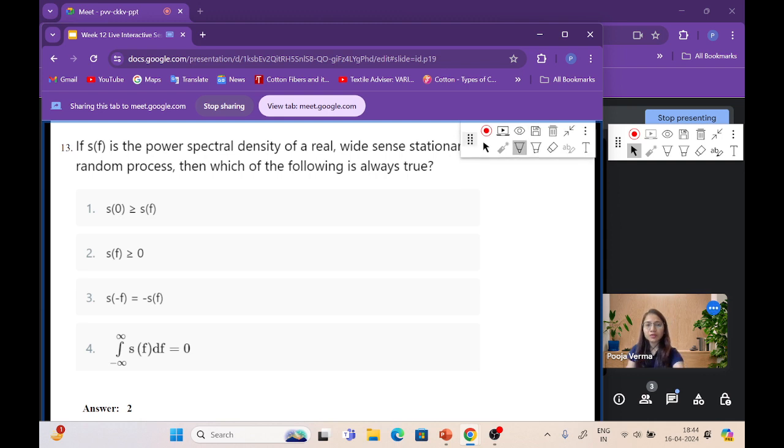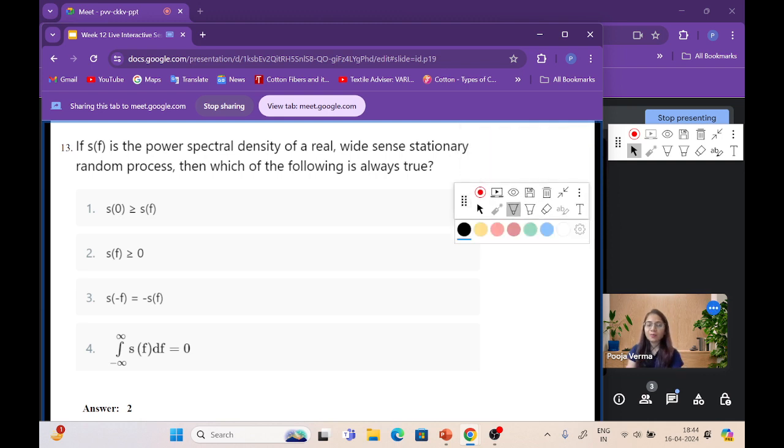So the next question is related to the properties of the power spectral density. If S of f is the power spectral density of a real wide-sense stationary random process, then which of the following is always true?